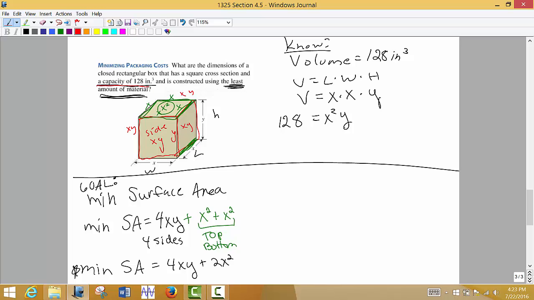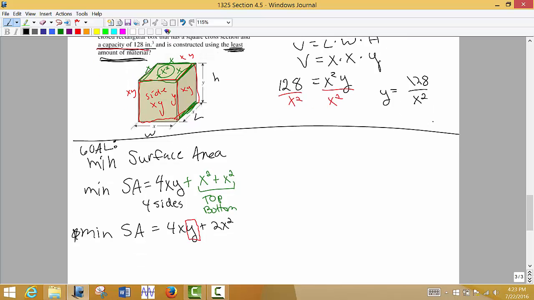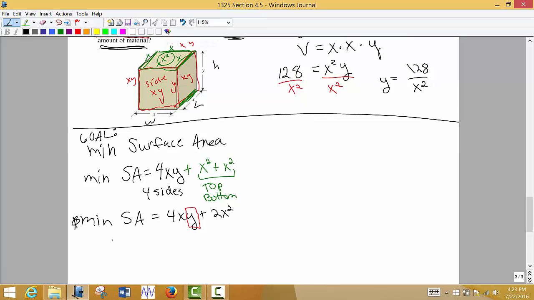All right, well, I want to get y by itself on one side because that's what I want to replace. I would love to replace this y with something that had x's in it. So let's divide both sides by x squared. Now if I do that, we get y equals 128 divided by x squared. So we're going to put that into our equation here in place of y. So now we're going to have a minimum. And let's write that as a function of x. Let's just call this our s function.